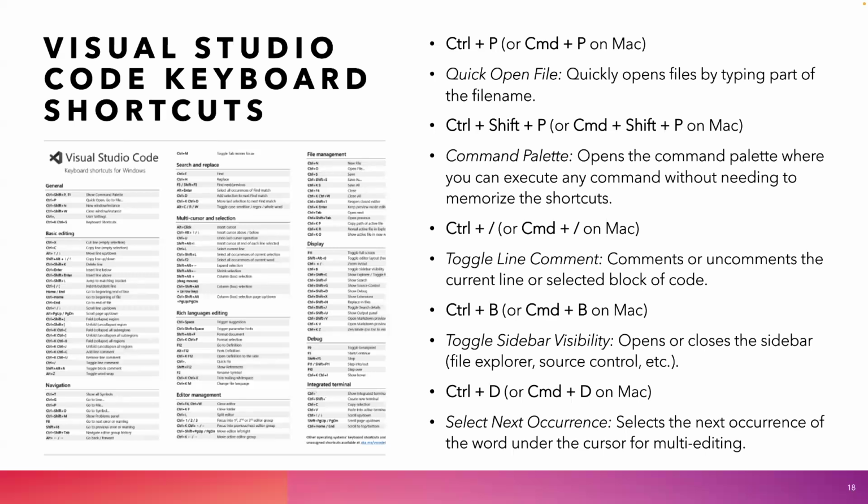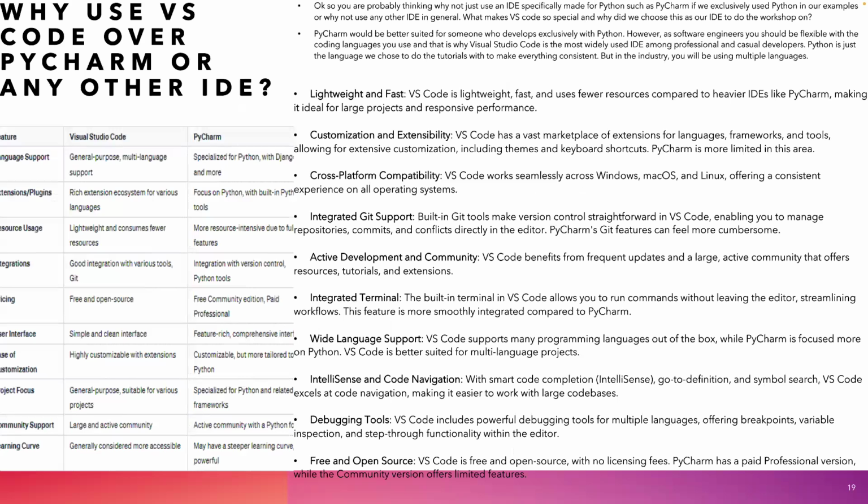You can do Control plus /, that comments or uncomments the current line or selected block of code. You can do Control plus B, that opens or closes the sidebar, which houses your file explorer and source control. And you can also do Control plus D, which selects the next occurrence of the word under the cursor for multi-line editing.